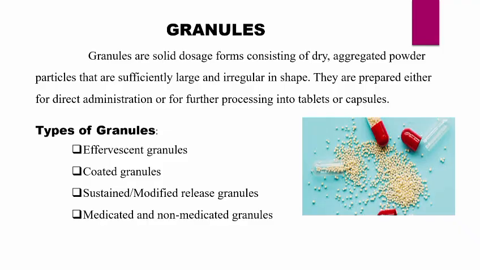Next, we are going to see another topic, granules. Granules are different from powders. Usually, granules are also a solid dosage form. They consist of dry aggregated powder or particles which are sufficiently larger than the powder, and are irregular in shape. Usually, they are used to prepare tablets and capsules.